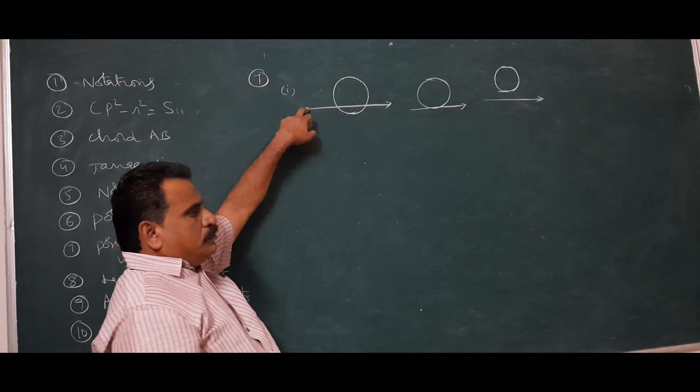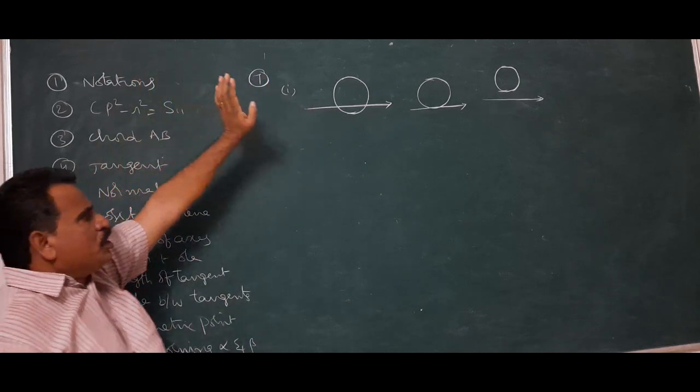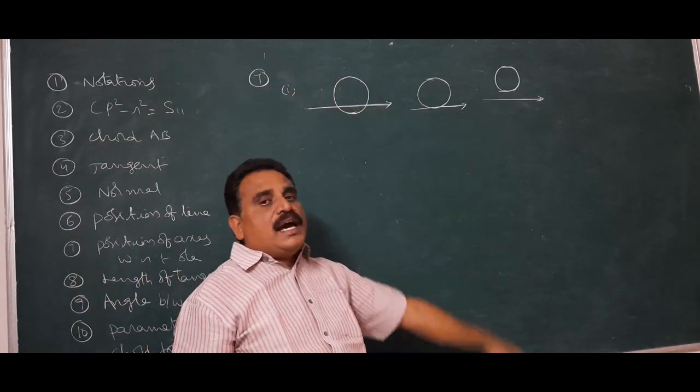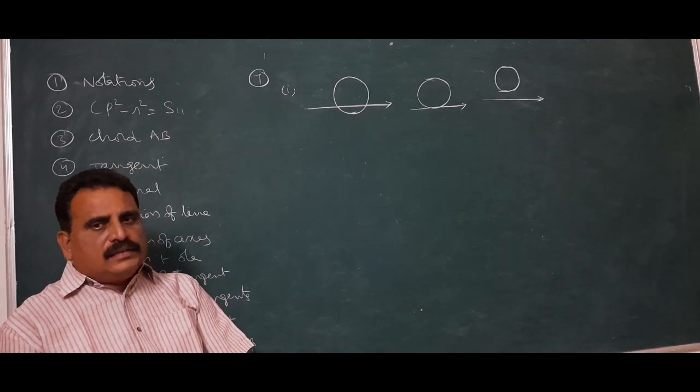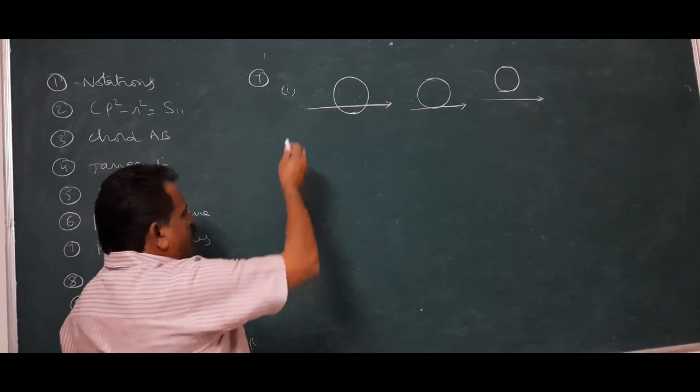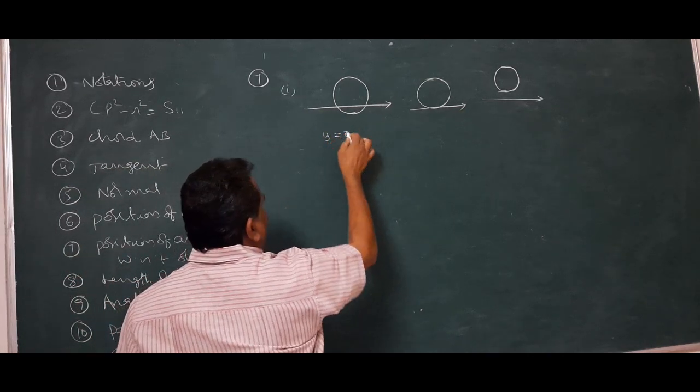Now we discuss the position of the circle with respect to the axis. First we discuss with respect to the x-axis. Next with respect to the y-axis. The x-axis equation is y equal to 0.